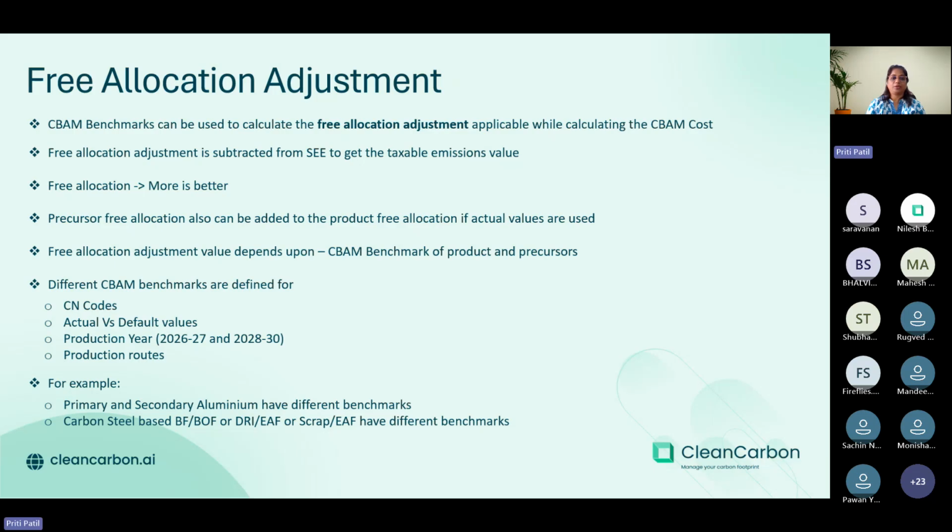Then one more important thing is production routes. Benchmarks are different for different production routes. For example, we have primary and secondary aluminum. Primary aluminum has different benchmarks and secondary aluminum has different benchmarks. Then in case of steel, carbon steel based on BF-BOF, DRI-EAF, or scrap-based EAF have different benchmarks. BF-BOF will have higher benchmarks, a higher benefit of the free allocation. Scrap-based manufacturing will have lower benchmarks, a lesser benefit of free allocation.